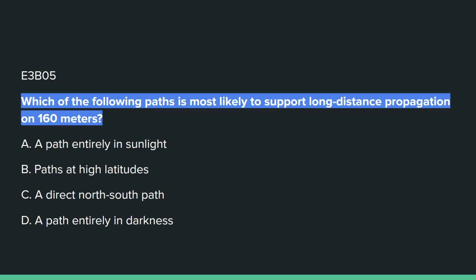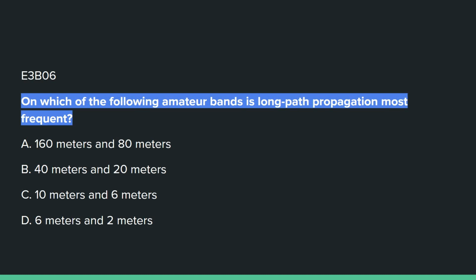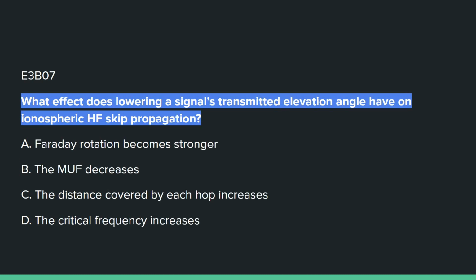E3B05, which of the following paths is most likely to support long-distance propagation on 160 meters? D, a path entirely in darkness. E3B06, on which of the following amateur bands is long path propagation most frequent? B, 40 meters and 20 meters.